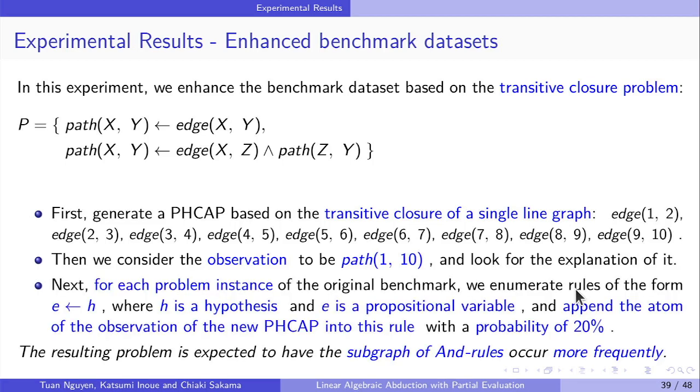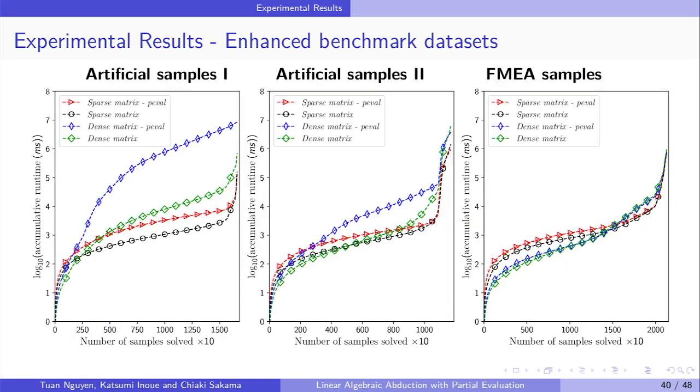Next, for each problem instance, we find the rule in this form, and then we append this rule to each instance with a probability of 20%. The resulting problem is expected to have the subgraph of n rules occur more frequently. So this is the result of the enhanced benchmark dataset.